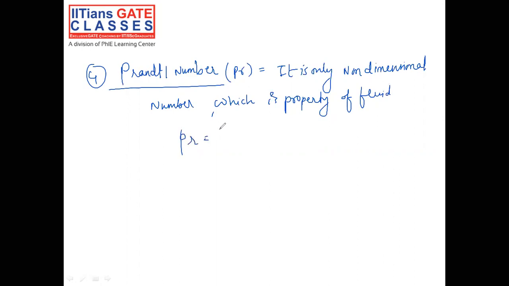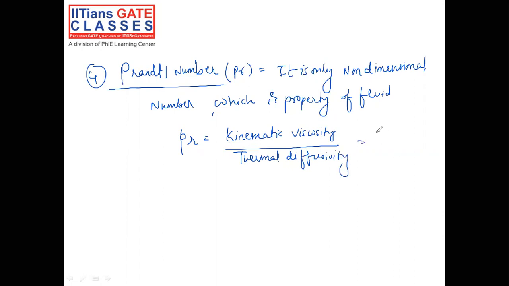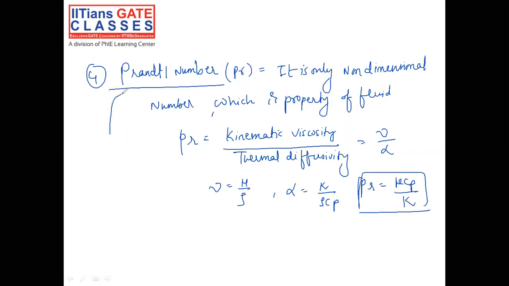Now, what is the Prandtl number? It is a ratio of kinematic viscosity to thermal diffusivity. Basically, we denote it by nu by alpha, where nu is nothing but mu by rho, that is dynamic viscosity to the density, and alpha is nothing but k by rho Cp. So if we calculate, we get mu Cp divided by k. But what is the physical significance of Prandtl number, which we are going to see?